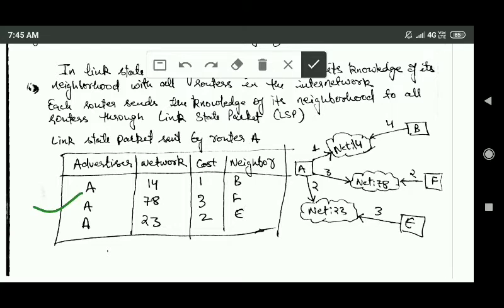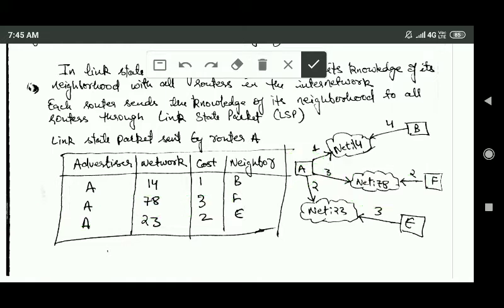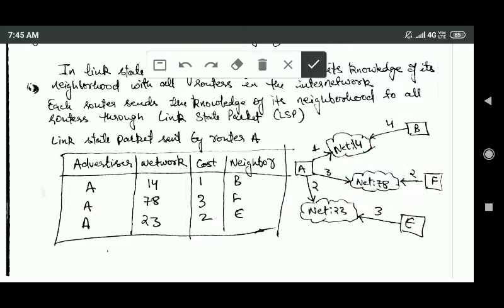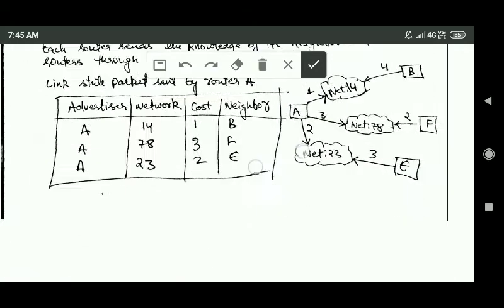In the second entry also, advertiser is A because A has sent this packet, and it has a direct link with the network ID 78, and the cost of sending a packet from router A to this network whose ID is 78 is 3, and its neighbor is F because both A and F have a direct link with this network whose ID is 78. So this is the link state packet which is sent by router A, and router A will send this link state packet to all the routers in the internetwork.